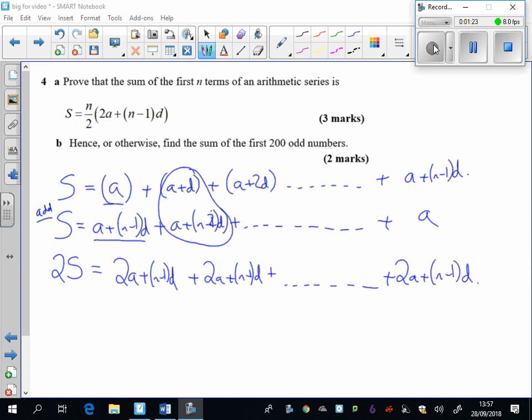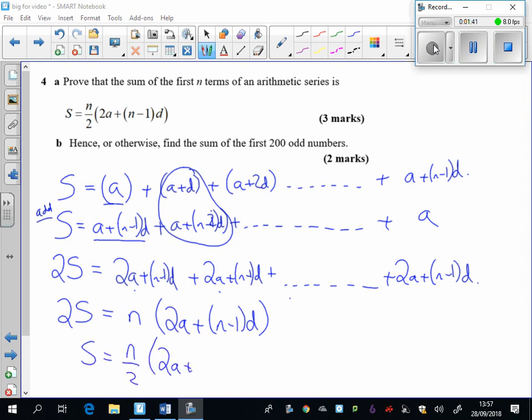There's a lot of them there. In fact, there's n of them there. So the grand total here is 2 S's is n times by 2a plus n minus 1 d. Last line is divide it by 2, n over 2, 2a plus n minus 1 d. That's the first way of doing it from the mark scheme.